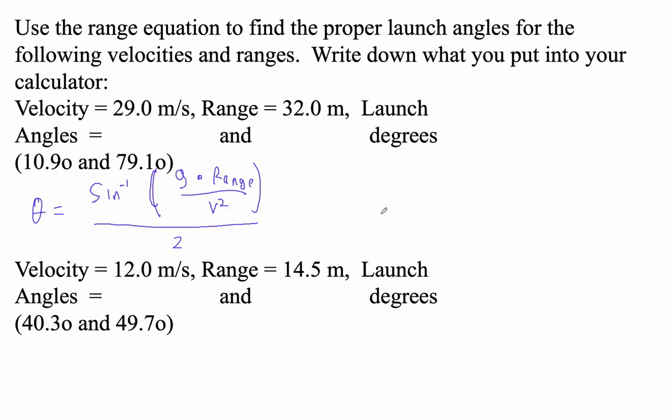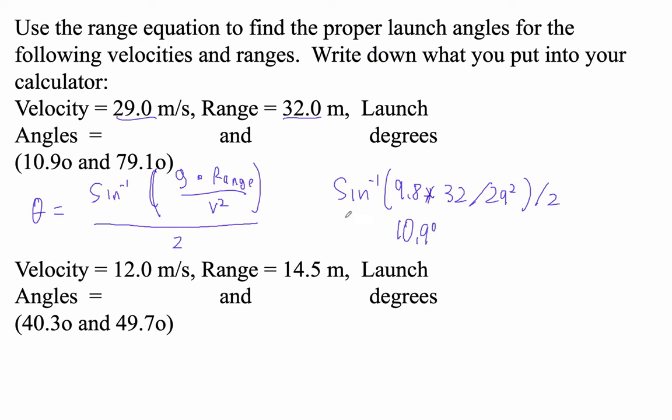So let's just try this one. Literally, you're going to type this. Second sine, so get the inverse sine, right? And then we're going to go 9.8. Our range is 32 for this guy, right? Okay, divided by 29 squared, divided by 2. Literally type that. Second sine, and then 9.8 times 32 divided by 29 squared. And then that whole thing divided by 2. And then that is 10.9 degrees is what I get.